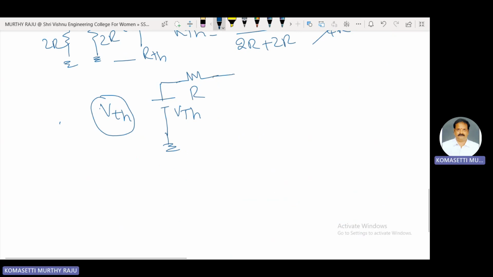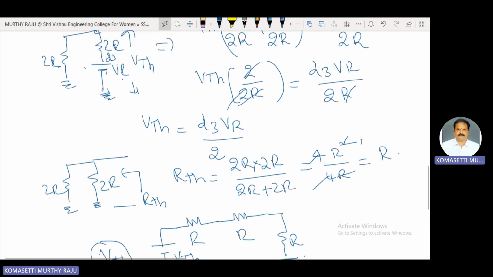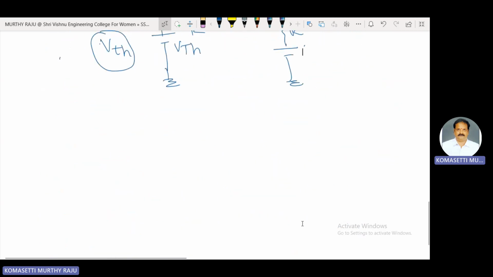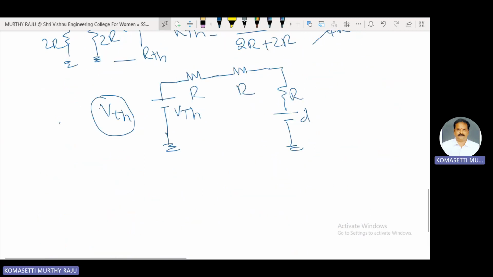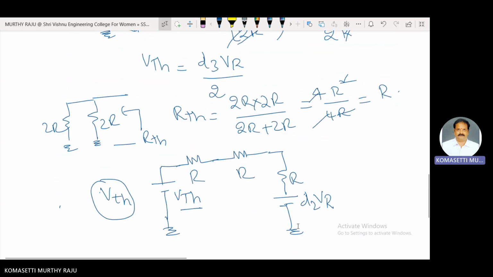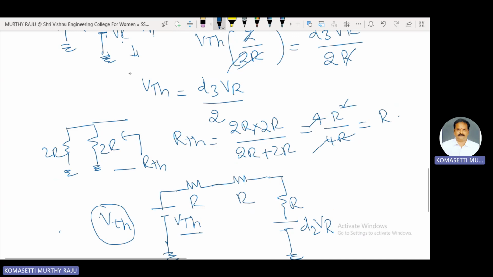This one is R. This one is R. This one is D2 into VR. Suppose D2 is equal to 0, R is directly connected to ground. D2 is equal to 1, that means VR is connected to R. D2 into VR. This one is VTH. VTH is D3 VR by 2. Put in the box.